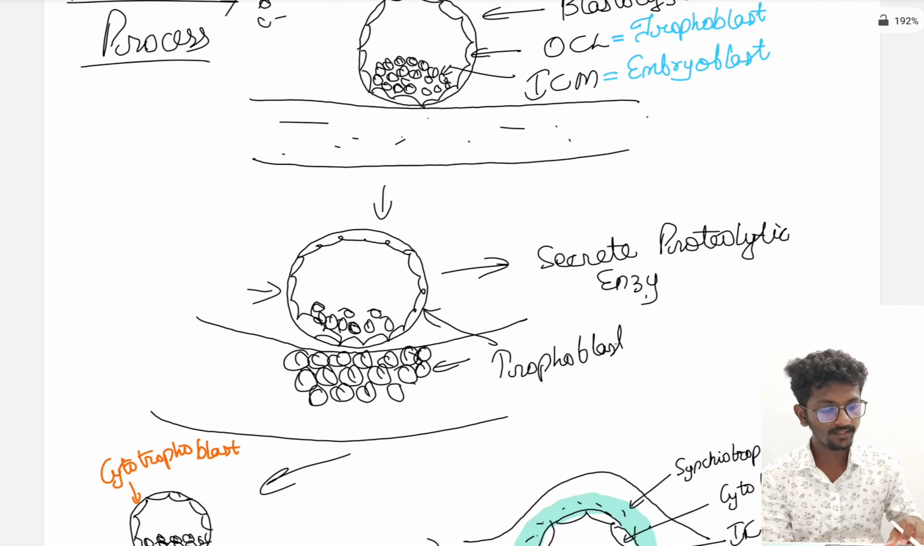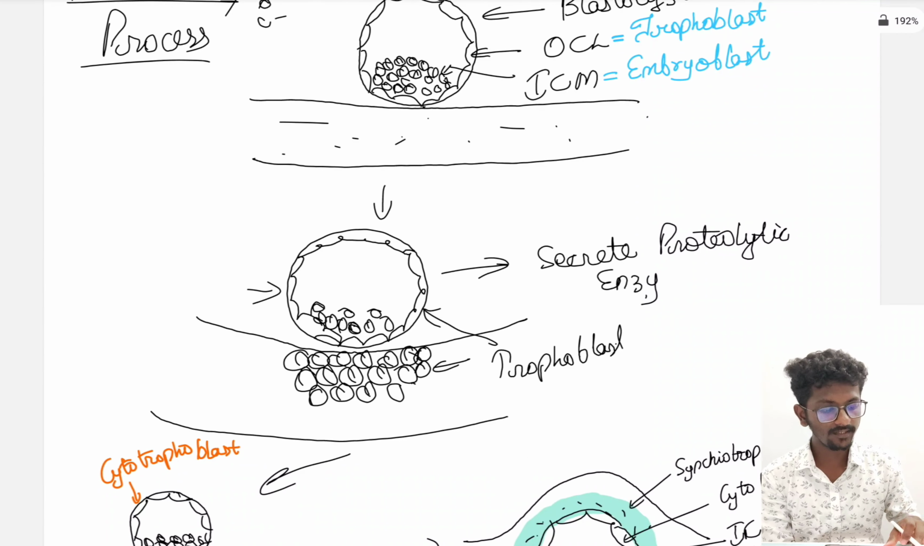because of which the cell membrane of the trophoblast disintegrates. The cell membrane of the trophoblast disintegrates, because of which the trophoblast now gets differentiated into two types: the cytotrophoblast, which has the cell membrane, and the syncytiotrophoblast, which has lost the cell membrane.